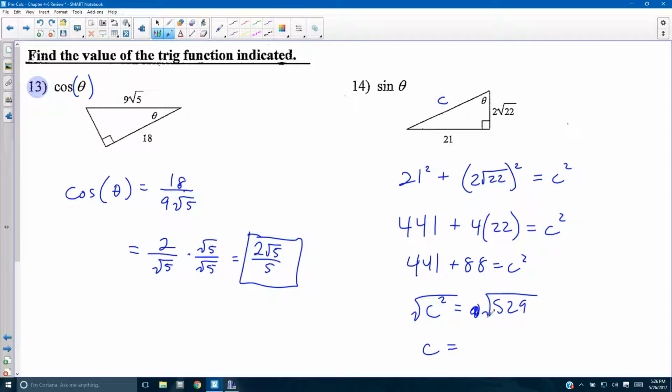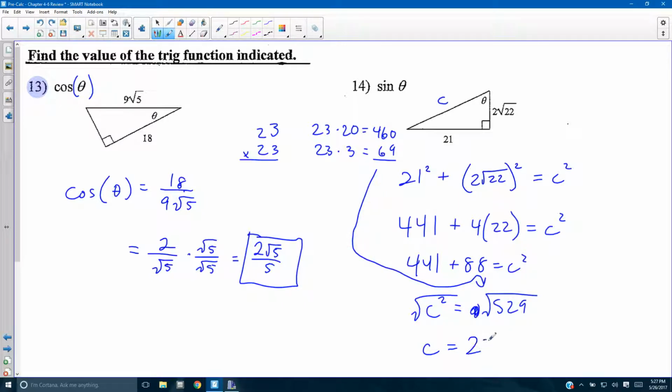Now, if you don't know your perfect squares, to be honest, I don't know what this perfect square is right here, if it is one. But what you do is break this thing down, maybe use your calculator, until you figure out that it's got to be more than 20 and less than 25. I'm going to guess it's 23. So 23 times 23. Think about 23 times 20. Let's do it mentally. 23 times 20, that's 23 times 2, 46 with a 0. And then 23 times 3 is 69. 460 plus 69, oh yeah, is 529. So c equals 23. It was an exact length.